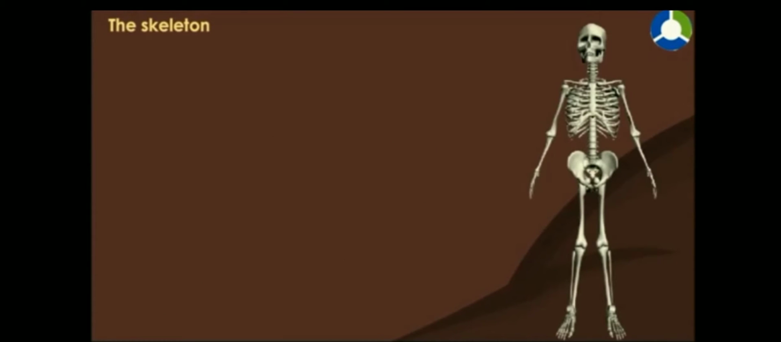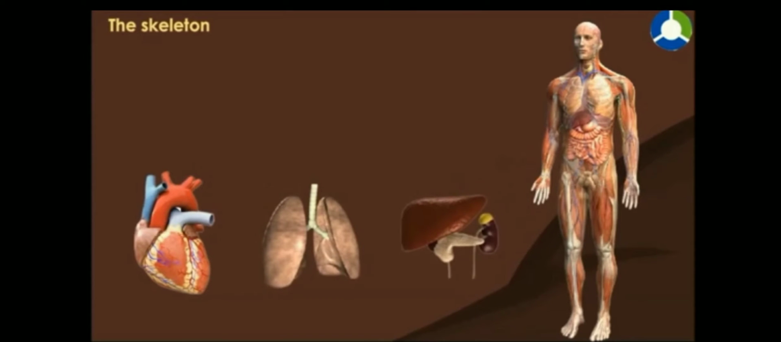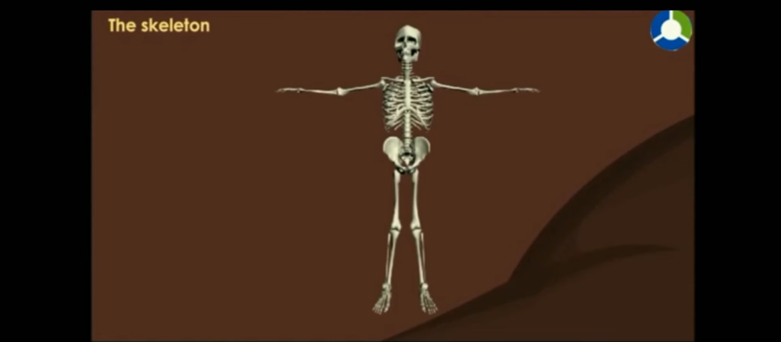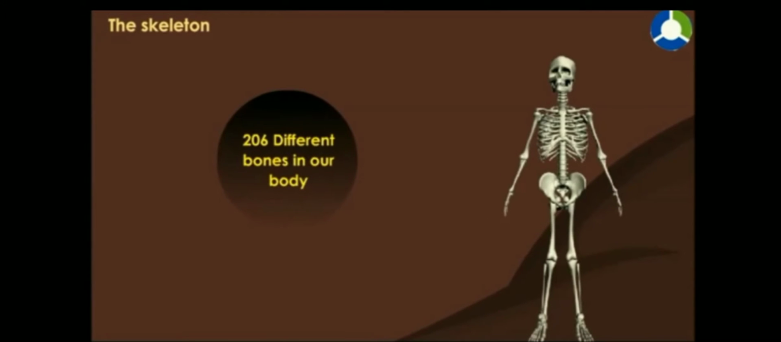The framework within our body is called the skeleton. It gives shape and support to our body. It protects soft and delicate organs inside the body from injury. The skeleton is made of bones which are of different size and shape. Our body has 206 different bones.